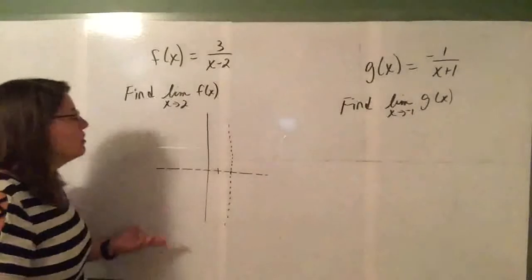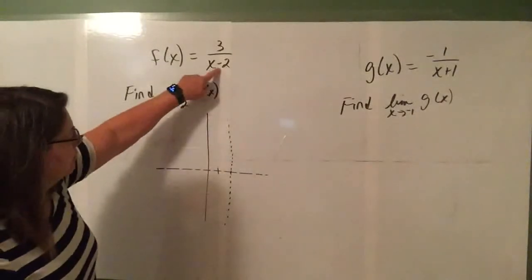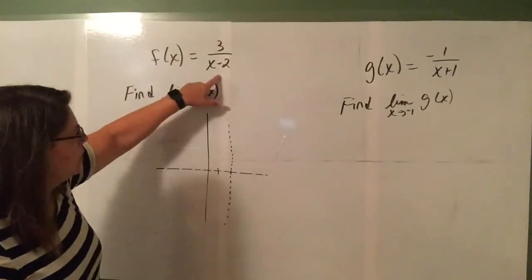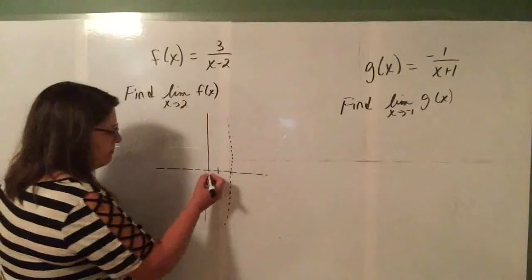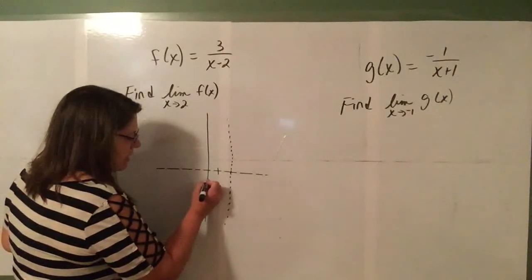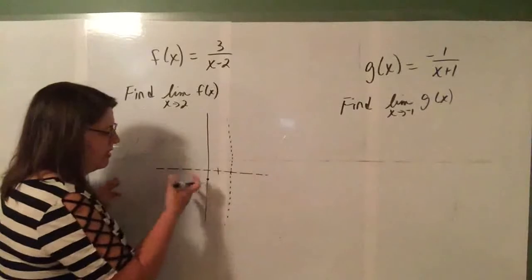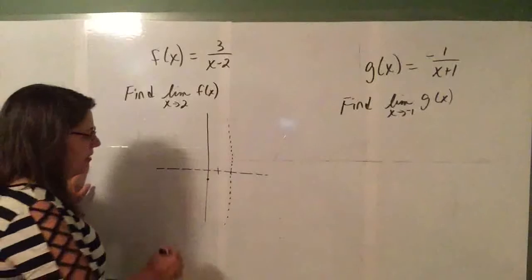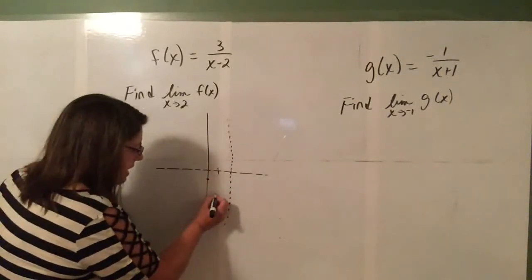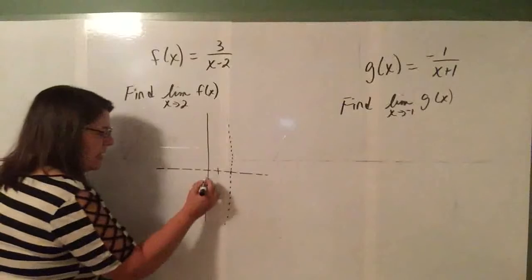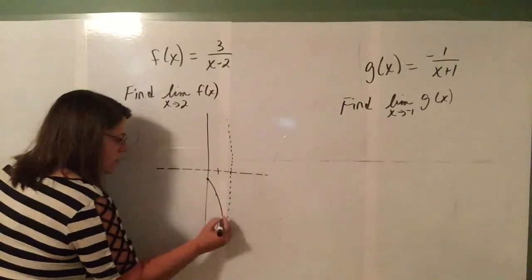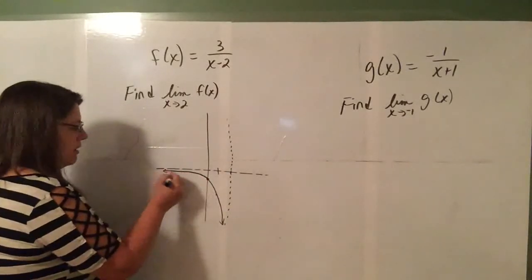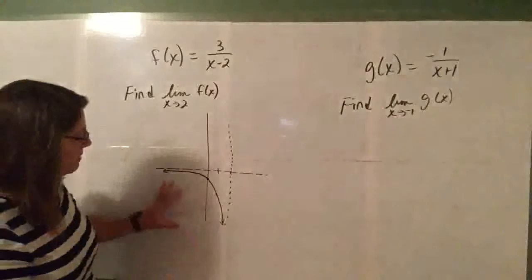If I just look at the numbers here, if I plug 0 in, I get 3 over negative 2. So at 0, my answer is going to be down at, I'll just say, negative 1.5. I don't know that that's exactly where it's going to go. If I plug 1 in, I have 3 over negative 1, which is negative 3, so that's down a little bit further. This shows me the direction that my graph is going. It's going down toward infinity, and we know it's not going to cross that horizontal asymptote. So that's the left-hand side.